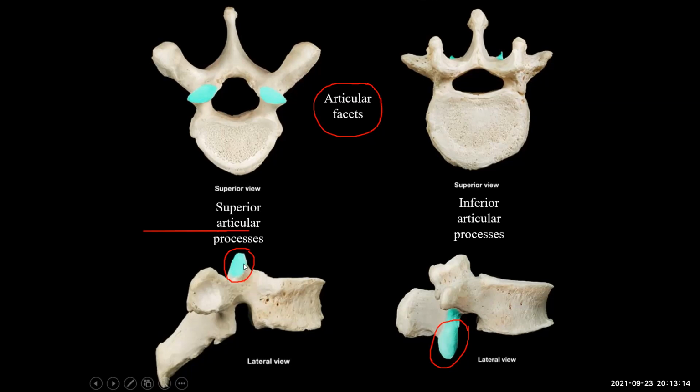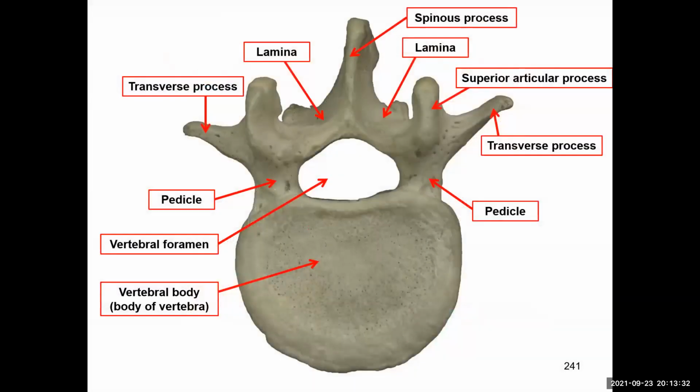And then the actual part of each of these processes that are going to touch each other to form a joint, that is called the facet, the articular facet. A facet is like your fingernail on your finger. Okay, that's the best way for me to describe that to you. So that's what we're going to see here.